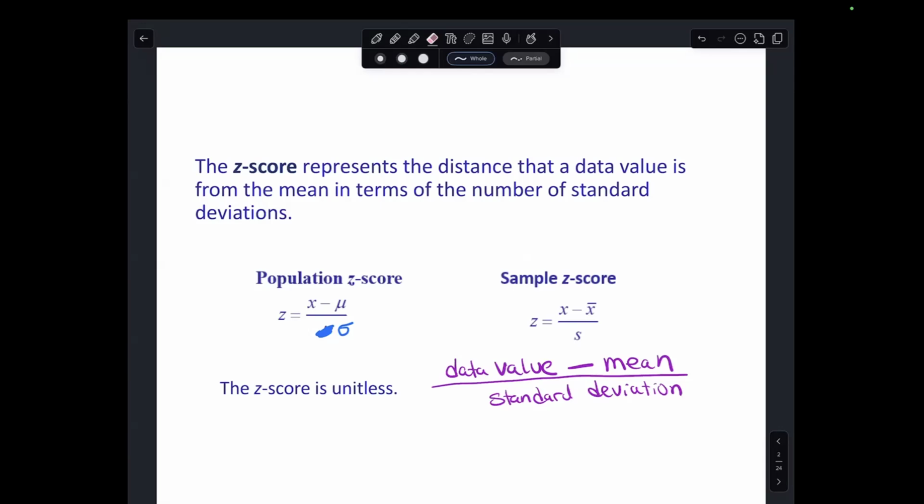My Apple Pencil just jumped, tried to make a run for it. So a z-score is just how many standard deviations something is from the mean. It's unitless, so it's not like feet per second or anything like that. It is a unitless thing. It is just a score. So sample and population are calculated exactly the same way. They just have different symbols. We're going to do a few of them.